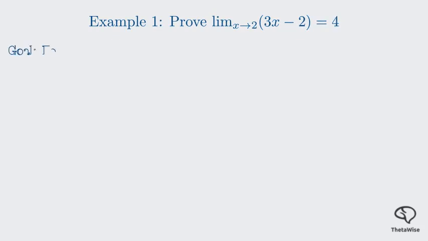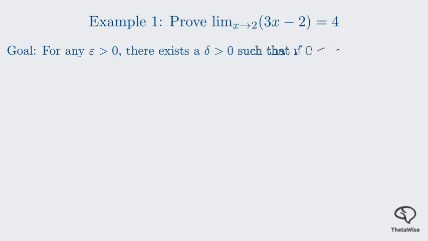Let's prove our first limit. The limit of 3x minus 2 as x approaches 2 is 4. This is a linear function, so the limit is just the function value. But let's prove it rigorously. Our goal is to show that for any epsilon greater than 0, we can find a delta such that whenever the absolute value of x minus 2 is less than delta, the absolute value of 3x minus 2 minus 4 is less than epsilon. The key is to work backward.